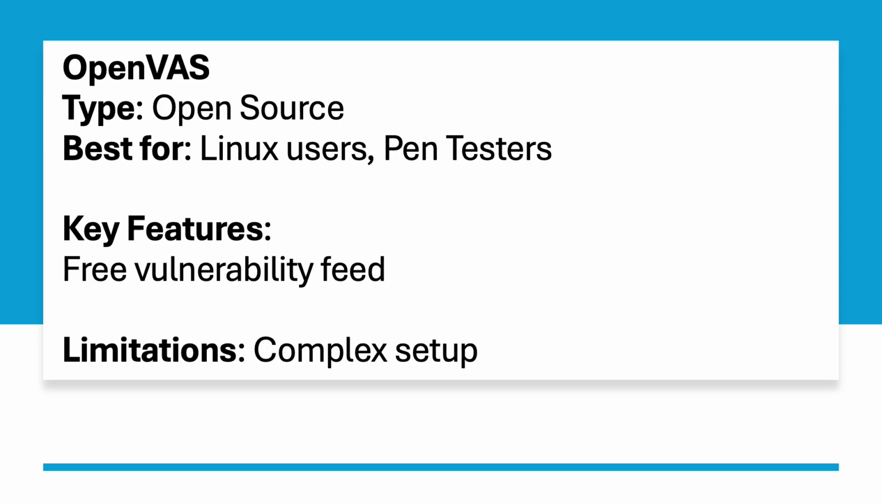Next is OpenVAS, now known as Greenbone Vulnerability Manager. If you love open source tools, this one's for you. It's 100% free and offers professional grade scanning features. It does take some setup, but once it's running, it's a solid alternative to paid tools.